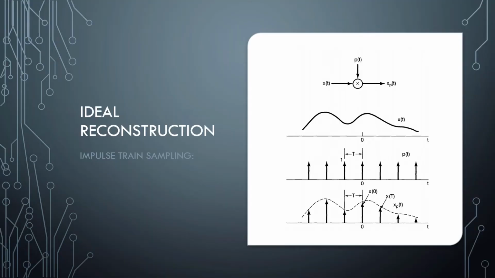So, why do we need sampling? Computers cannot work with continuous signals, so we have to discretize. And one such discretization is impulse train sampling, and this is shown here.